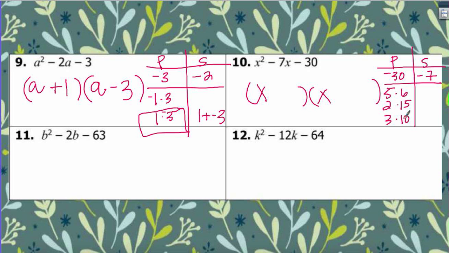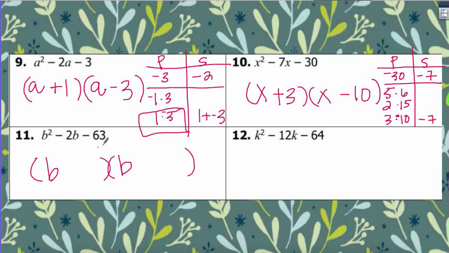So now I just need to determine which of these numbers need to be the negative. Well, the 7's negative, so it must be the 10, because 3 plus -10 will leave me with -7. So I know the 3 needs to be positive, the 10 needs to be negative. This very much so has a lot to do with number sense, knowing your factors, knowing your integers. It's very important.